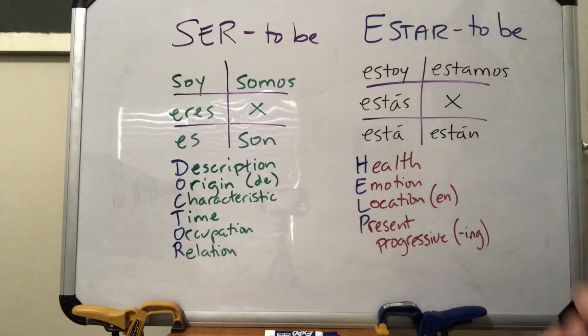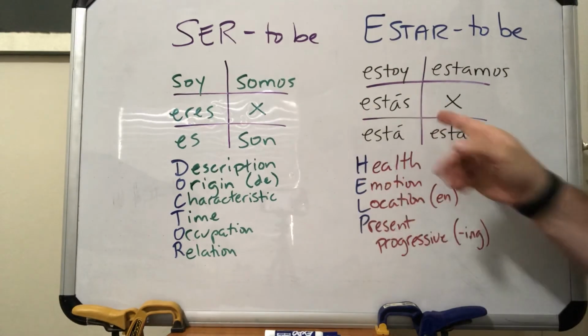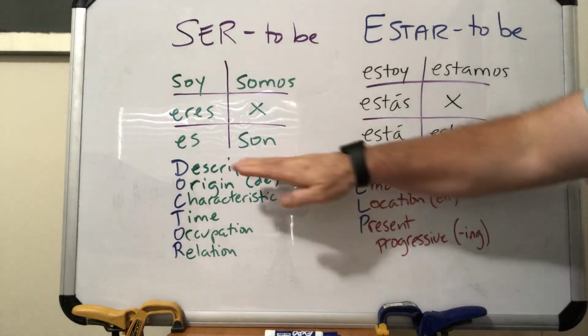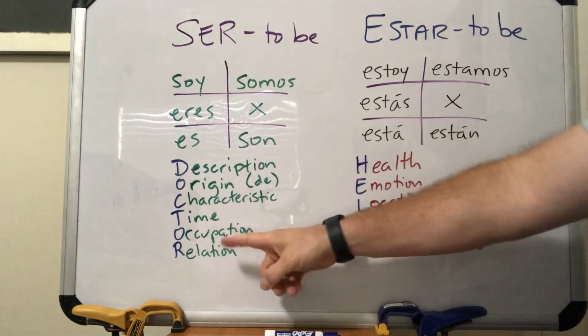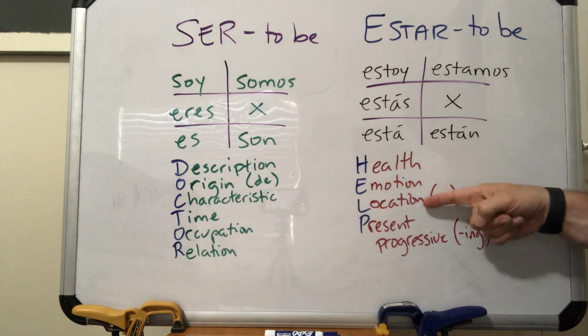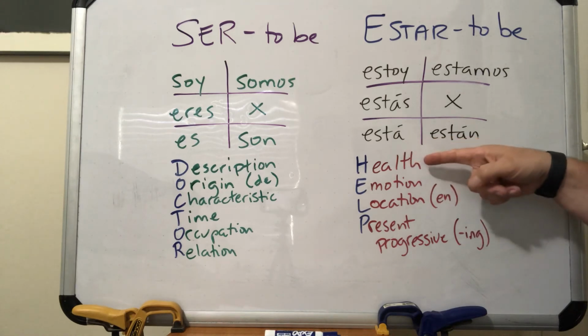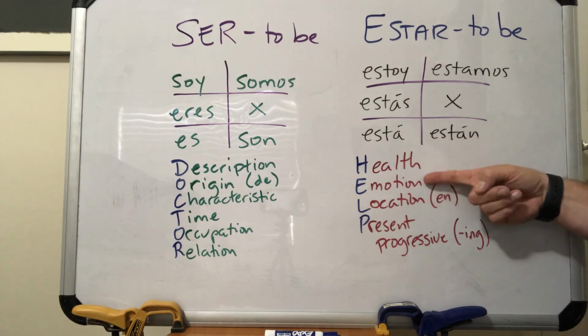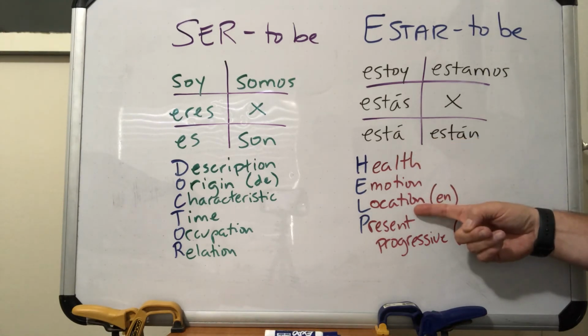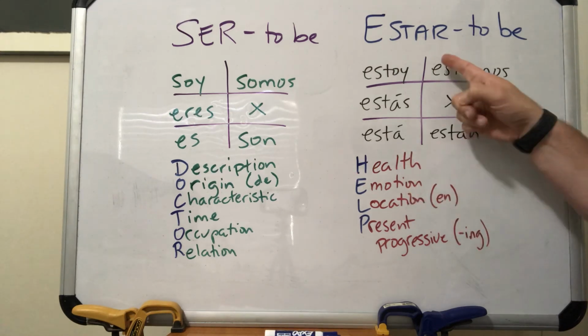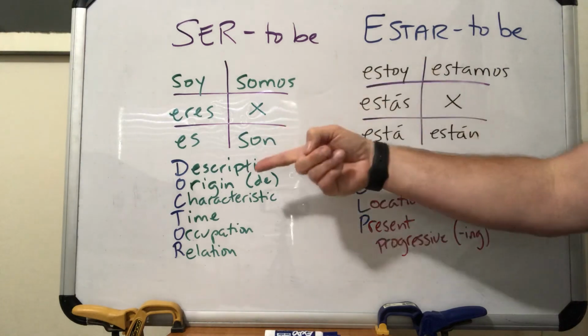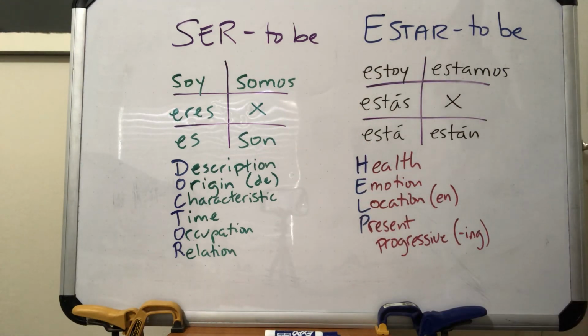So here's my advice to you if you're trying to figure out if it's ser or estar. I would not worry about this so much. There's a lot of stuff over there under ser. I would more worry about these three. Am I describing my health? Am I talking about my emotion? Or am I telling someone where I am, where I'm located? If it's one of those three, it's got to be estar. If it's not, it's going to be ser. Okay? Okay, I think that's about it for ser and estar.